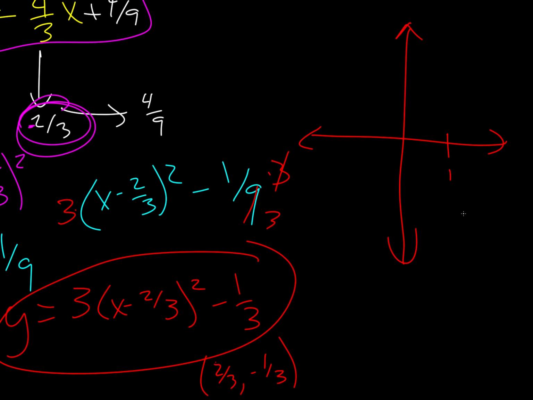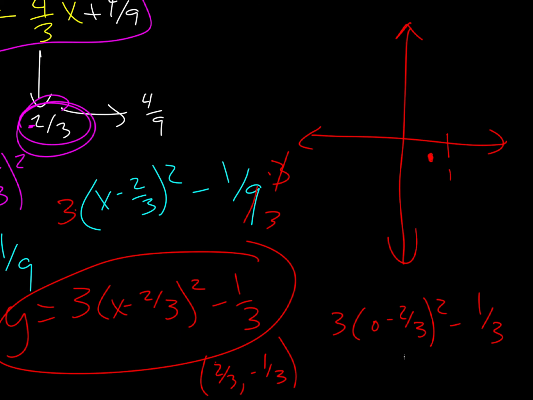So if I'm calling that 1, 2/3 will be about right there, negative 1/3. Okay, we have a right side up parabola. And we just need to find the y-intercept. So we do 3 times 0 minus 2/3, quantity squared minus 1/3. And so 0 minus 2/3 is just negative 2/3.